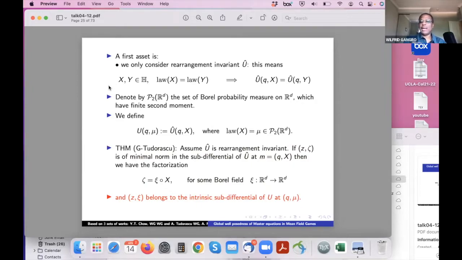So here, I am not pretending I have defined, I have told you what the intrinsic subdifferential is. If you don't know what it is, take this as the definition. If you are familiar with the theory of Ambrosio, Gigli, and Savary, I am saying that the subdifferential defined intrinsically by Ambrosio, Gigli, and Savary coincides with the subdifferential obtained here by factorizing my vector field.